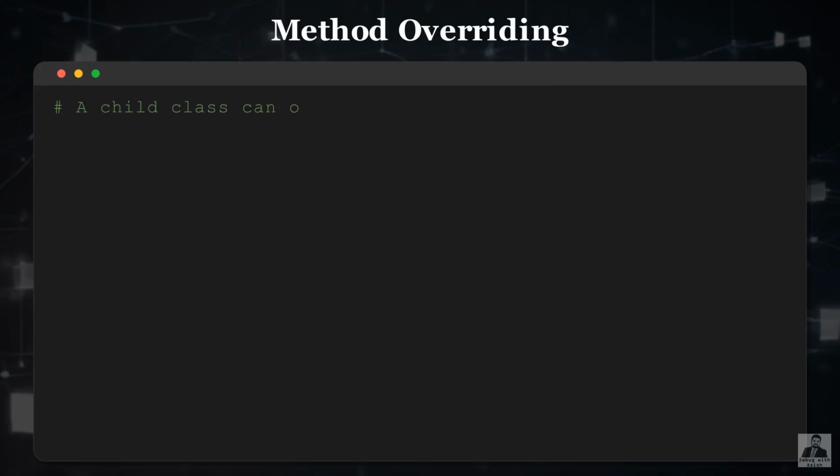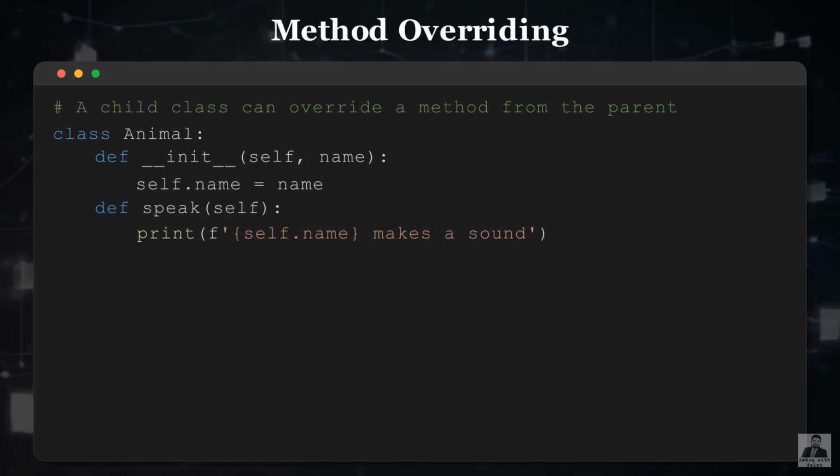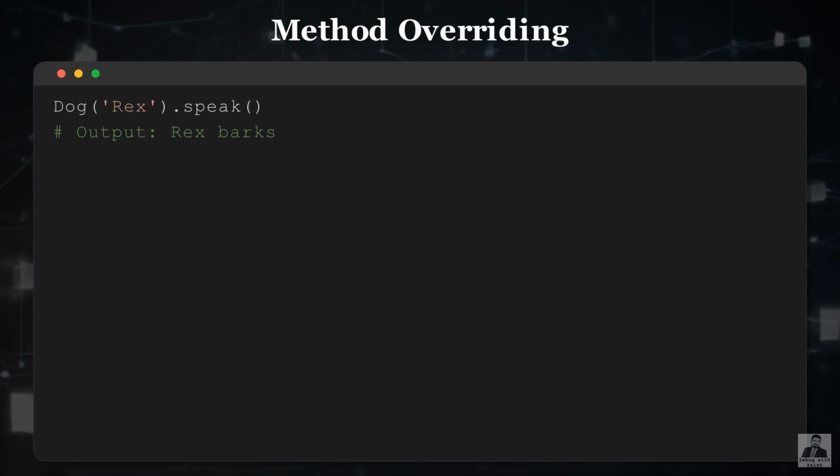Method overriding lets a child class replace a method it inherited from the parent with its own version. Here, Animal has a speak method that prints a generic sound. Dog overrides it with a bark, and Cat overrides it with a meow. When you call speak on a Dog object, Python uses the Dog version, not the Animal version. Each class can have its own unique behavior while still sharing the same structure. This is one of the key benefits of inheritance.